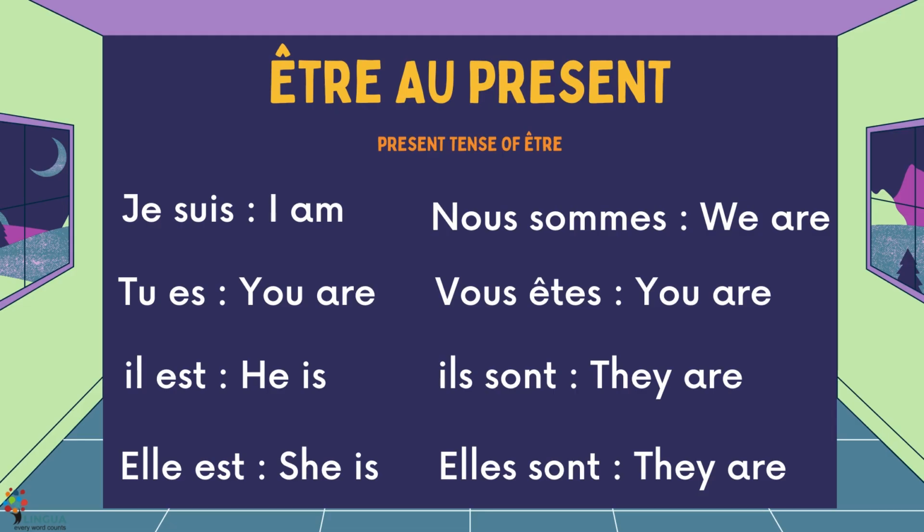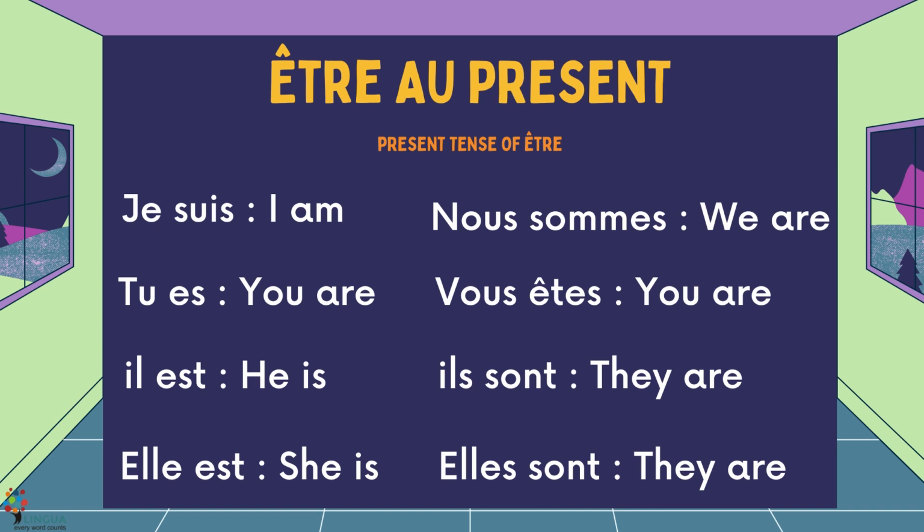All right. So être in the various persons would be: I am is je suis, you are, tu es, he is, il est, she is, elle est, we are, nous sommes, you are, vous êtes, they are, ils sont, they are, elles sont.